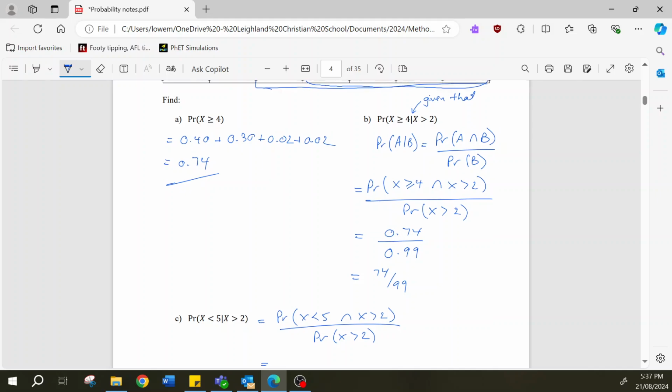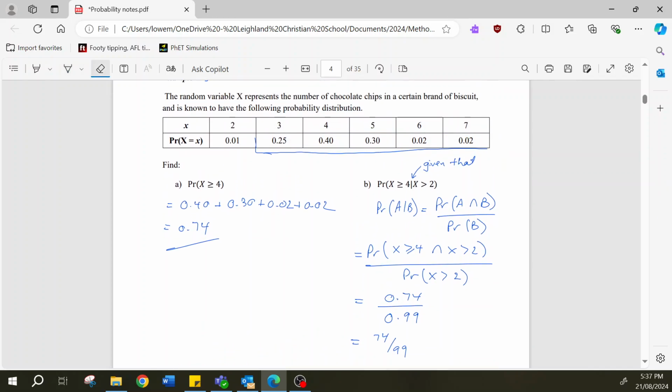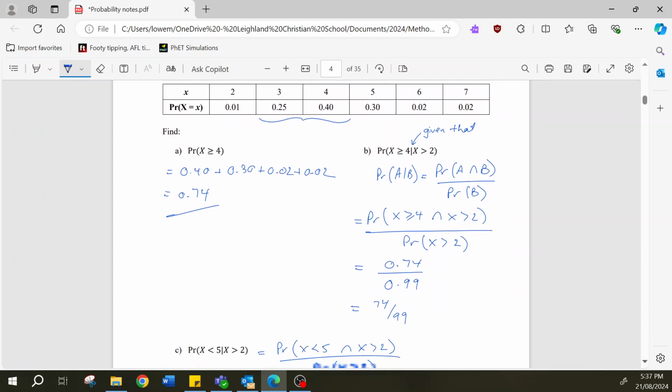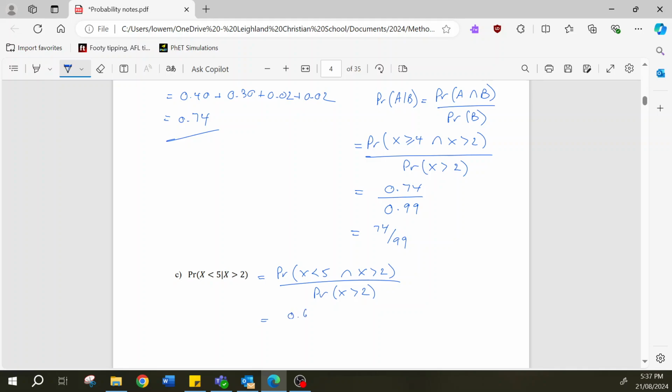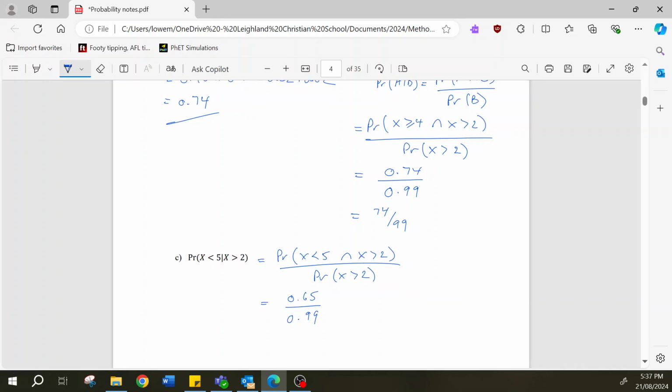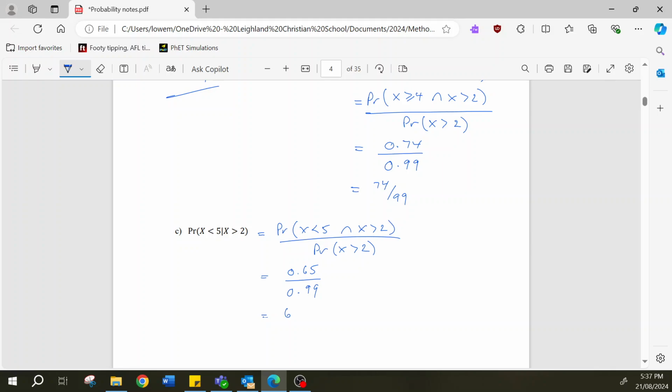So what's the probability that x is less than 5 and greater than 2? Let's just go back up. That x is less than 5 and greater than 2 is going to be those two probabilities that we have there. So that's 0.65. Divide that by the probability that x is greater than 2, which is 0.99, and so that's going to be 65 over 99.